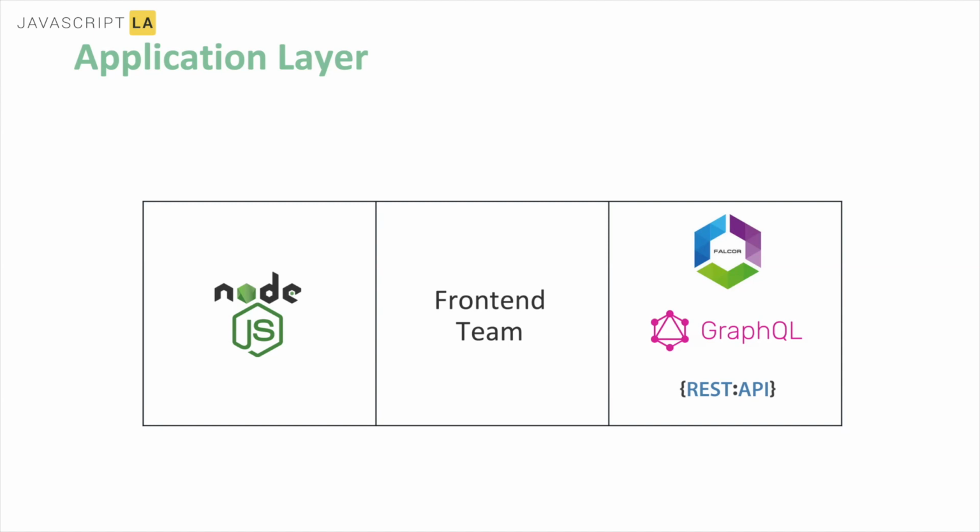If you've heard of things like Falcor or GraphQL, these are also often in this layer. But it's also pretty common just to have REST APIs as well. So these are different ways of exposing the data that the client would then be getting. So that's the application layer.